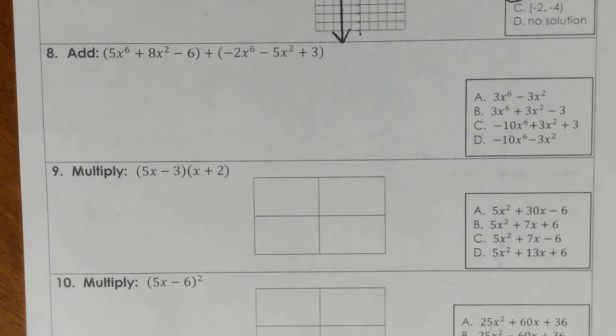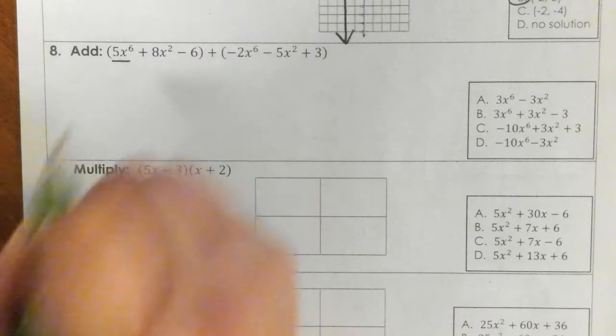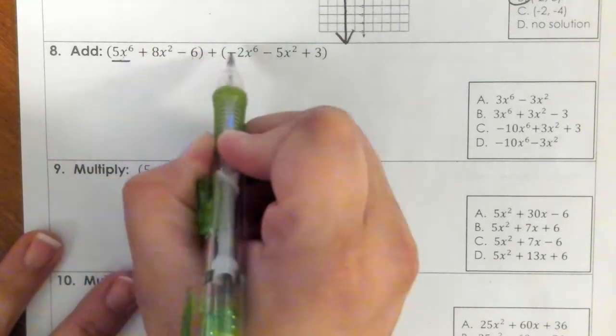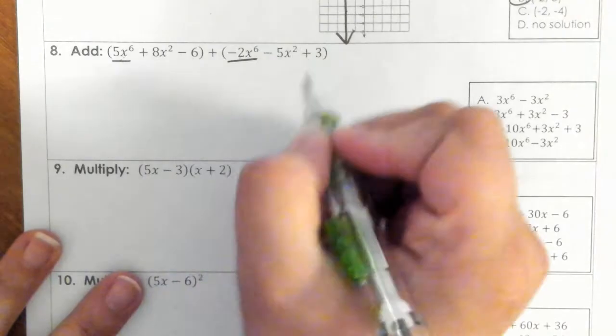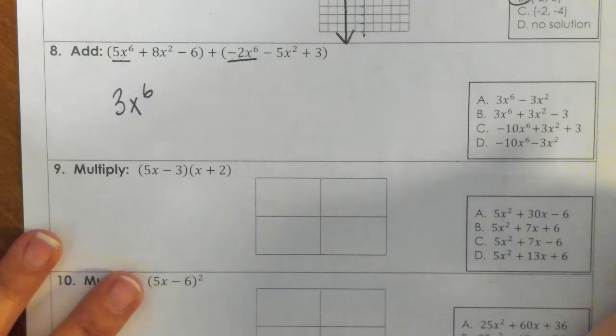For number 8, we need to add polynomials. So here I see that I have 5x to the 6th. What else has x to the 6th? Right here, negative 2x to the 6th. So 5 minus 2 is 3x to the 6th.